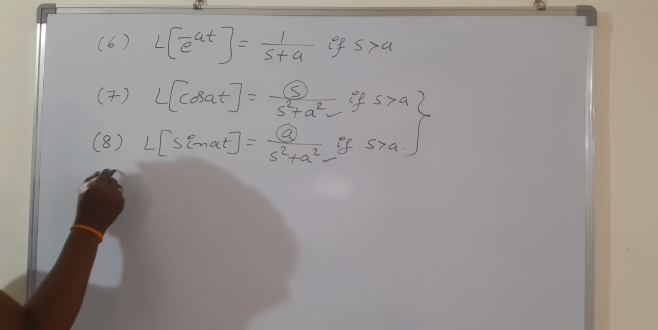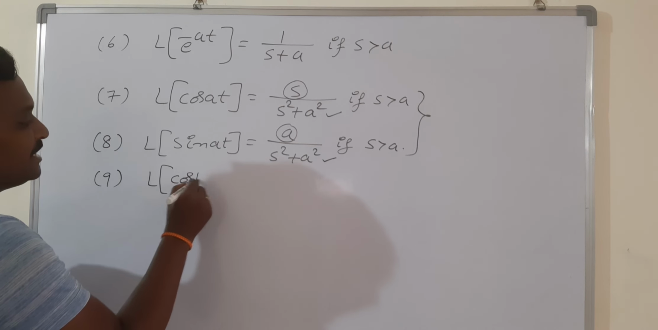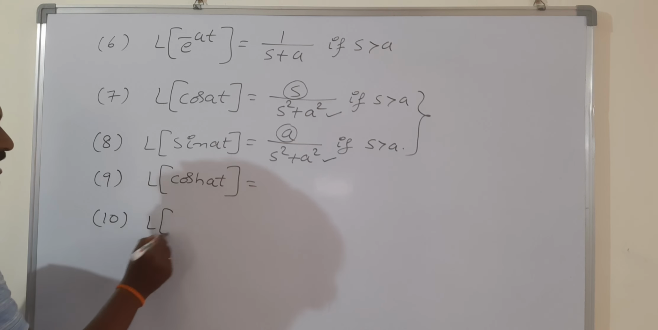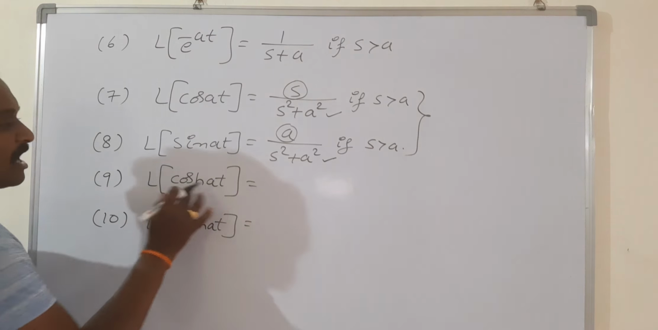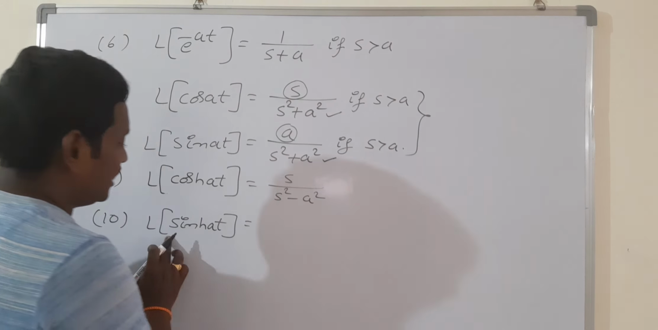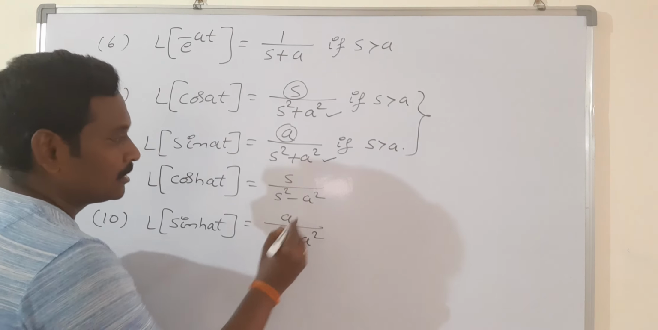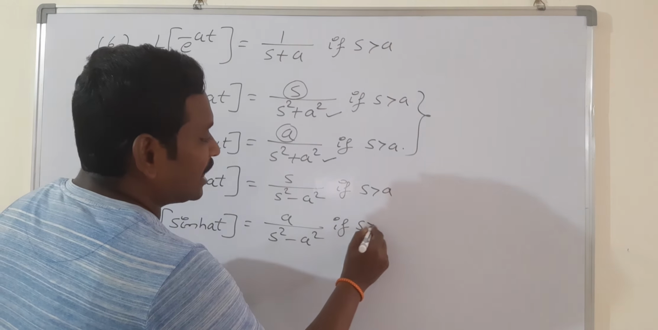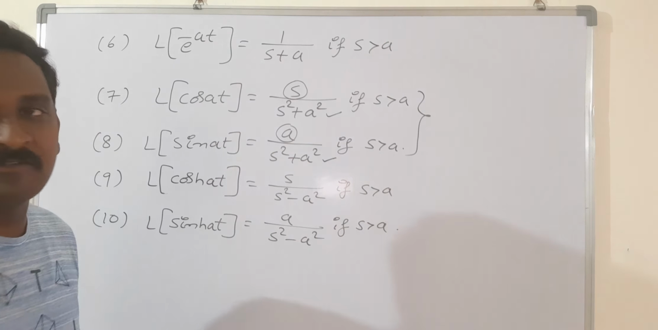Another one, Laplace transformation of hyperbolic functions: L of cosh at, and next one is L of sinh at. L of cosh at is equal to s by s square minus a square, and L of sinh at is a by s square minus a square. These both are valid only when s greater than a. Because if s is equal to a, then the denominator becomes 0 and the formula is not valid.